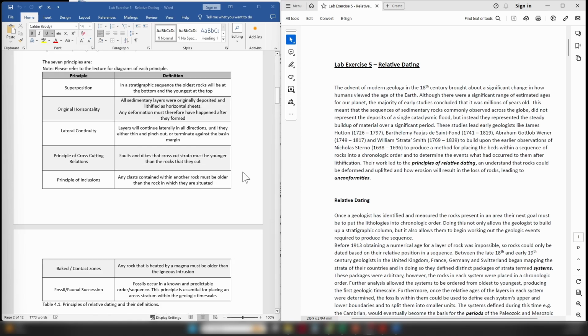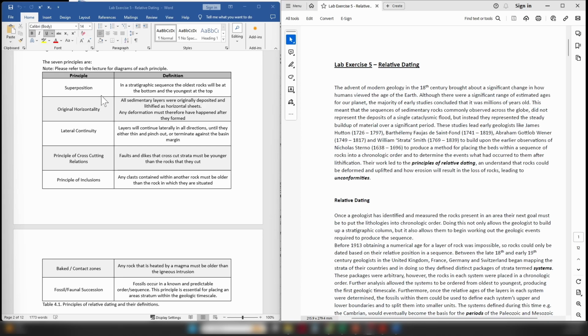So by studying sequences of rocks, geologists came up with 7 principles of relative dating, which hopefully you've watched the relative dating video, so you know what these 7 are, but let's go through them. Superposition, original horizontality, lateral continuity, principles of cross-cutting relations, principle of inclusions, baked and contact zones, and the principle of fossil or faunal succession. And so for each one, there is a definition.